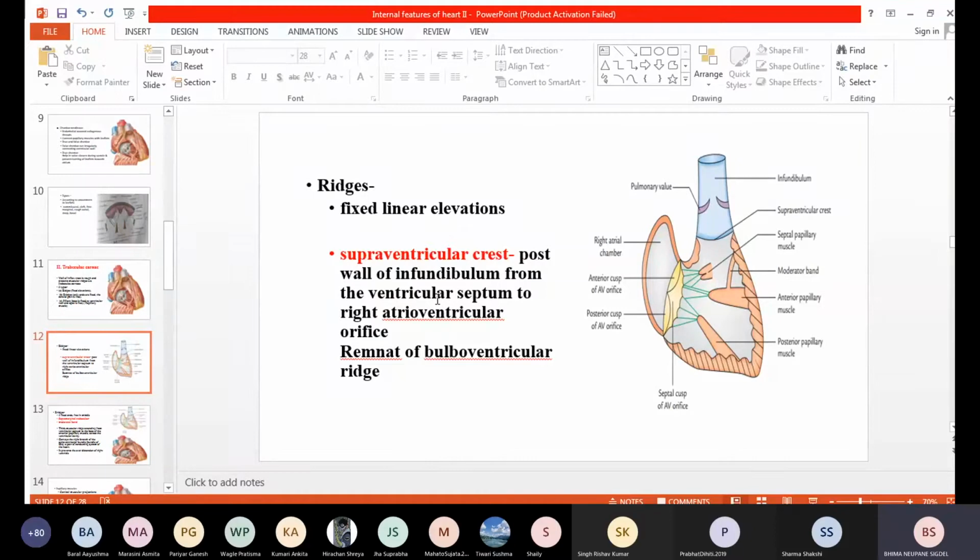So for exams also you have to remember one prominent ridge present on the right ventricle, known as the supraventricular crest. Many ridges are there, out of which the supraventricular crest is the prominent ridge, extending along the posterior wall of the infundibulum from the ventricular septum to the right atrioventricular orifice. The supraventricular crest is the embryological remnant of the bulboventricular ridge. So this is about the ridge. If you remember that much, it is sufficient.